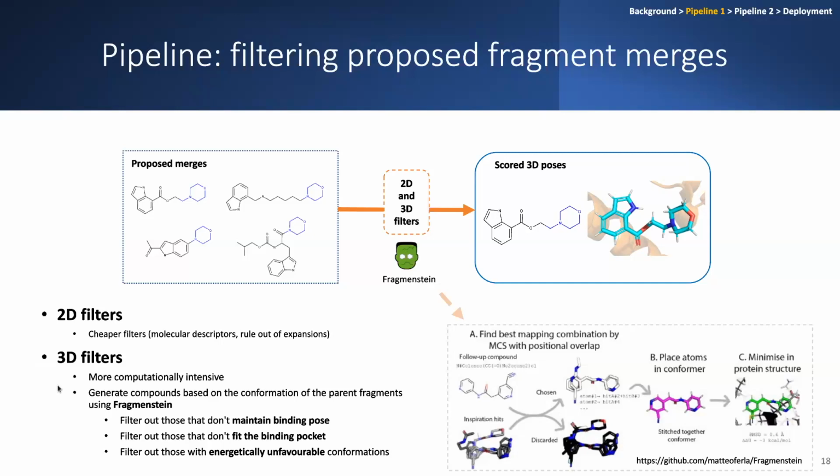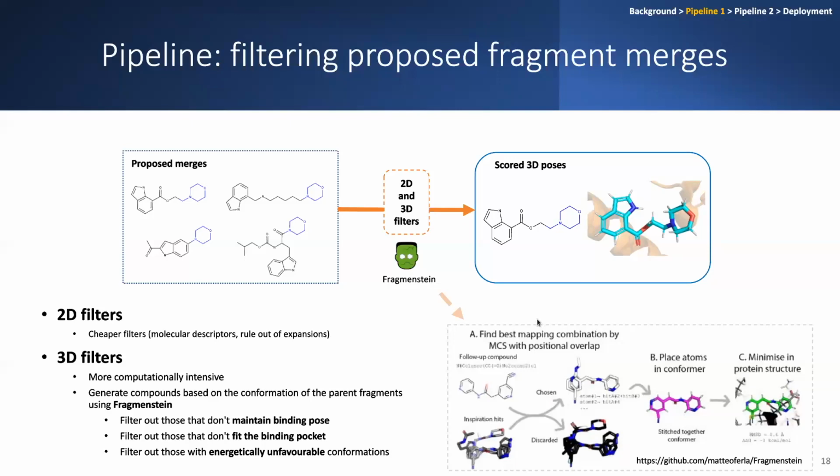The main one that we use is conformer generation. What we want to do is to generate a conformer for the merge that reflects that of the original fragments, because we want to see, is it able to bind in the same way and thus make the same interactions? To do this, we use Fragmenstein, which is a tool that was developed by Matteo Ferla.